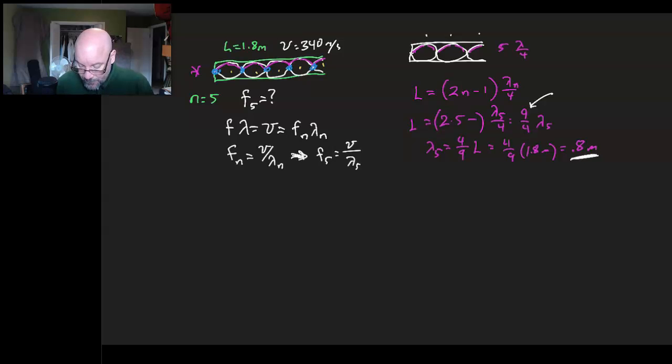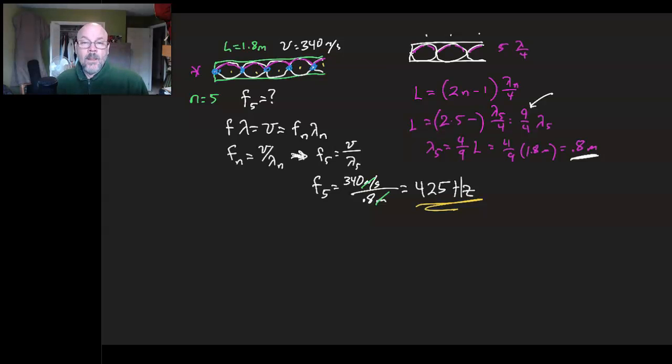We know now that lambda is equal to 0.8, so we just want to plug that in. F5 is going to be 340 over 0.8. Check out our units. Look at that, my meters go away, and we're left with 425 inverse seconds, but an inverse second is a hertz. Just like that.